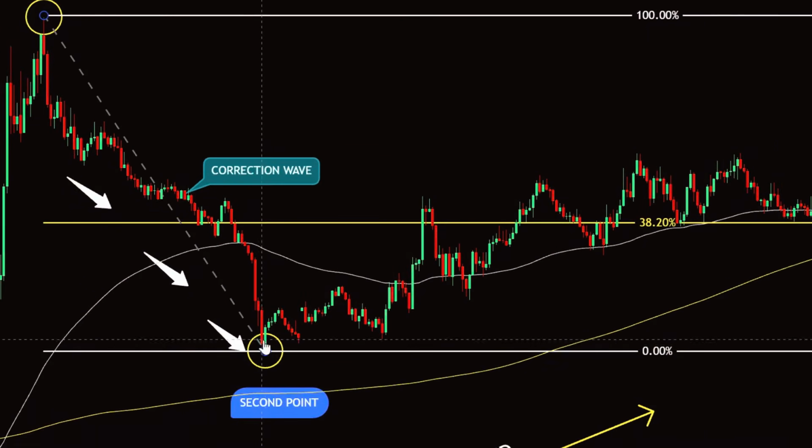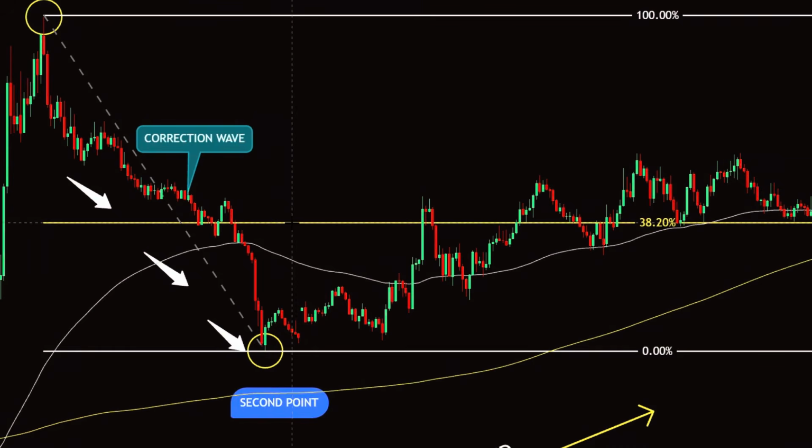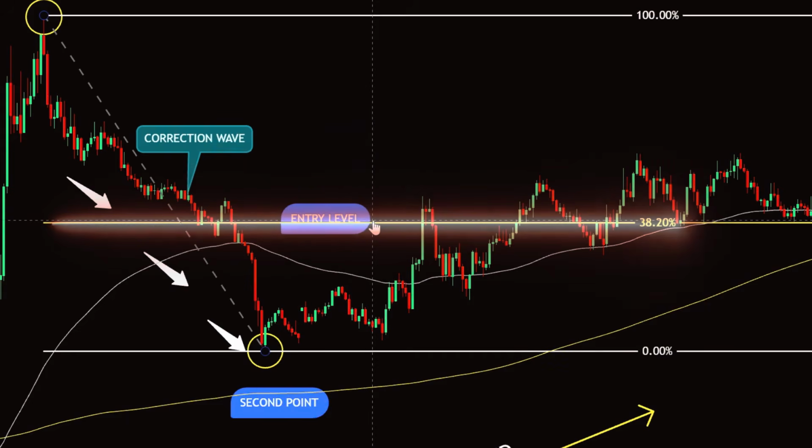Now the question becomes, how do you actually know when that correction is finished? Here's the logic. If the next move has enough strength to push back above the 38.2% level of the previous move, that's a sign of institutional strength. It means buyers have regained control and momentum is shifting back in their favor. So when a candle closes above that 38.2% level, that's the signal. The correction is over. The next impulse has likely started. That's your entry on the breakout of that level.